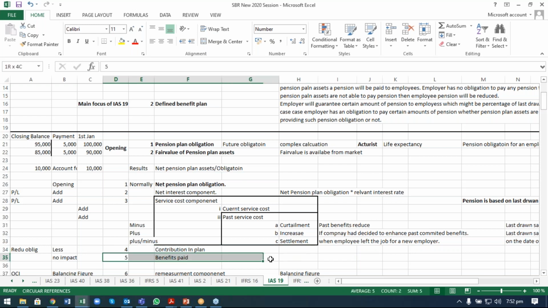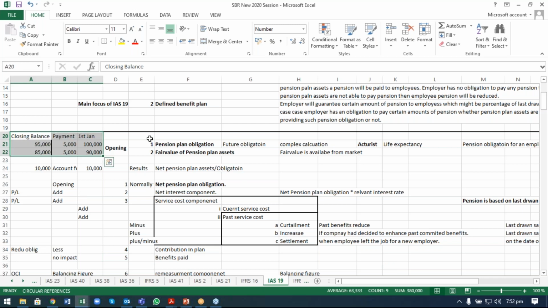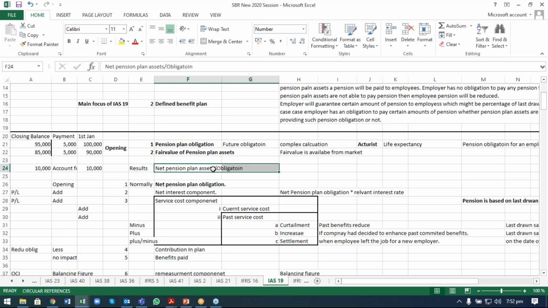Benefits paid, we have already discussed in the previous sessions, in tomorrow's and in yesterday's session. Benefit paid reduces the pension plan obligation, and it also reduces the pension plan assets. So there is no impact on the net pension plan obligation.